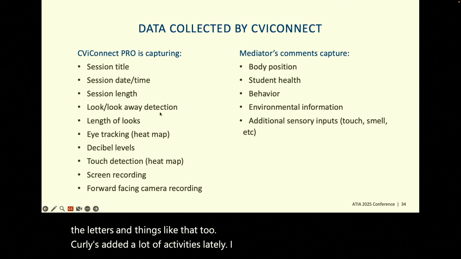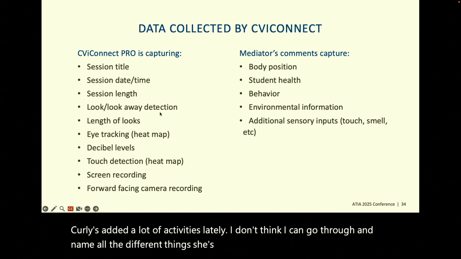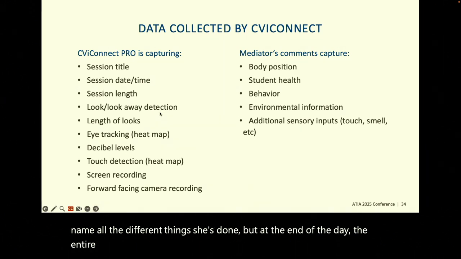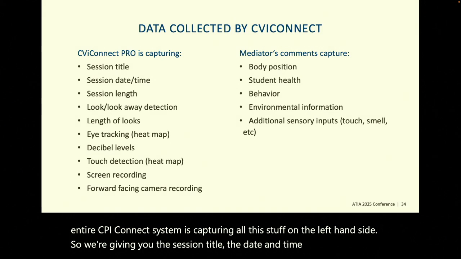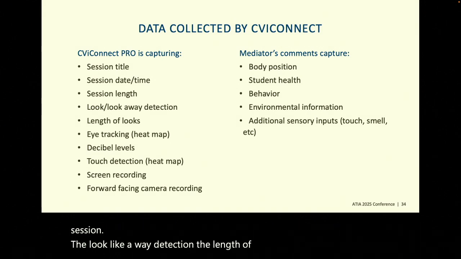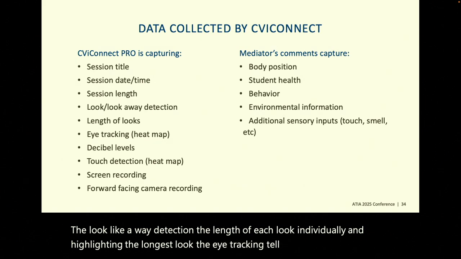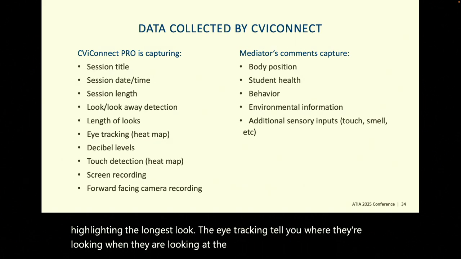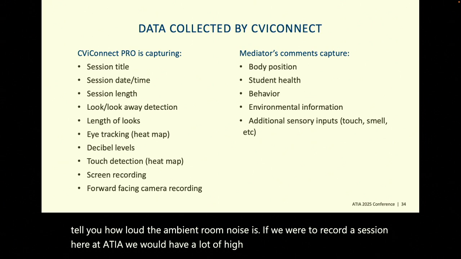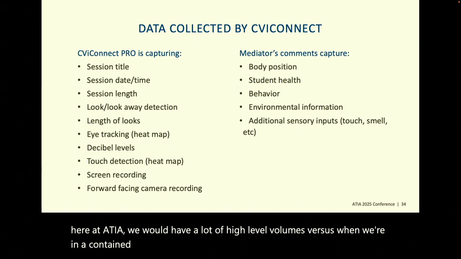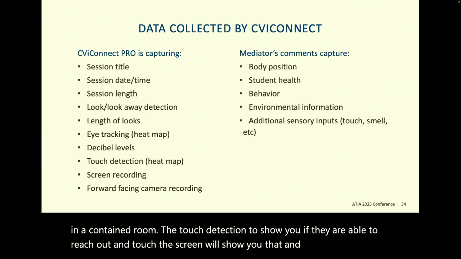But at the end of the day, the entire CViConnect system is capturing all this stuff on the left-hand side. We're giving you the session title, the date and time, the length of the session, the look-away detection, the length of each look individually, and highlighting the longest look, the eye tracking to tell you where they're looking when they are looking at the iPad screen, and the decibel levels to tell you how loud the ambient room noise is. So if we were to record a session here at ATIA, we would have a lot of high-level volumes versus when we're in a contained room. The touch detection will show you if they are able to reach out and touch the screen, and that'll be displayed in a heat map for you.